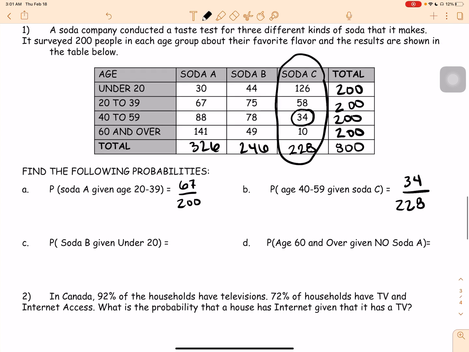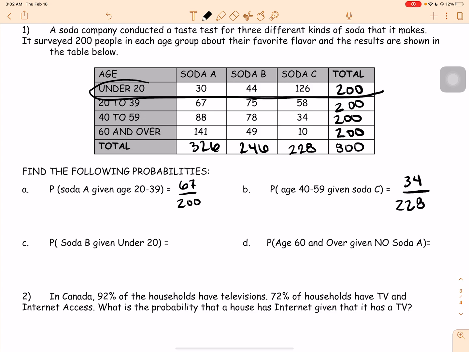All right, soda B given under 20. All right, so let's see here. Soda B given that they're under 20. So I would look at the given that they're under 20, and then here we go. Soda B under 20. So this one would be 44 out of 200, because there are 200 people in under 20. Okay?